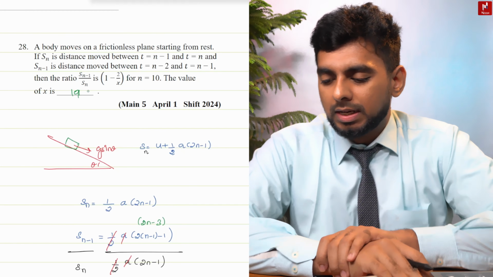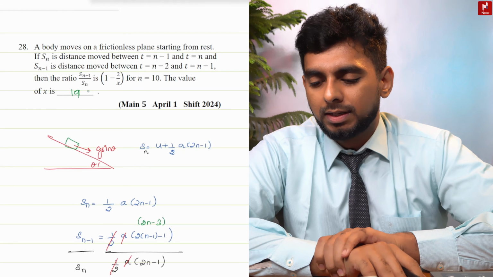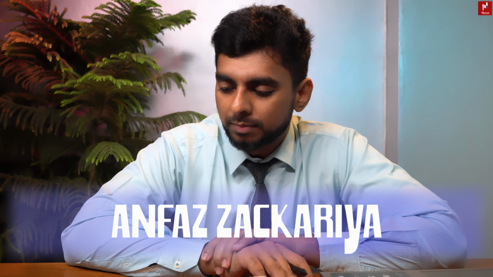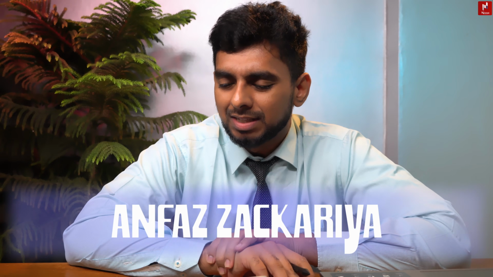Got it? It has to be clear. A simple one, right? So just use this equation, s equals u plus half a into 2n minus 1, you'll get the answer. That's it. Then just take the ratio and match it with one of the fractions that they've given in the question. You'll get the value for x, right? It has to be clear. Simple one. Let's move on to the next question.